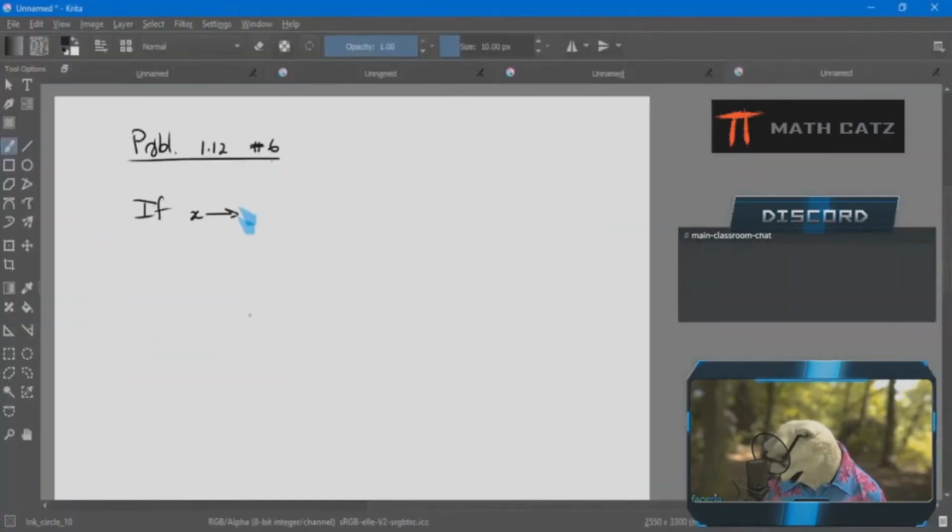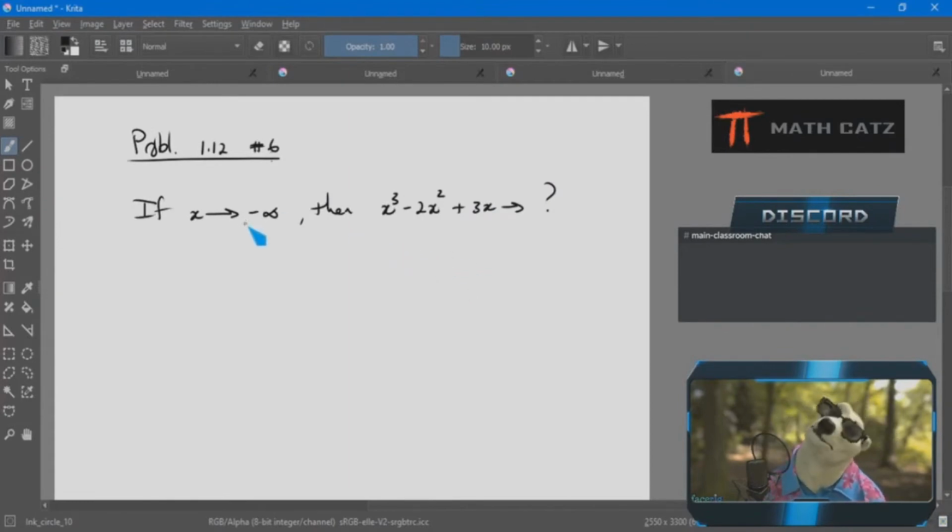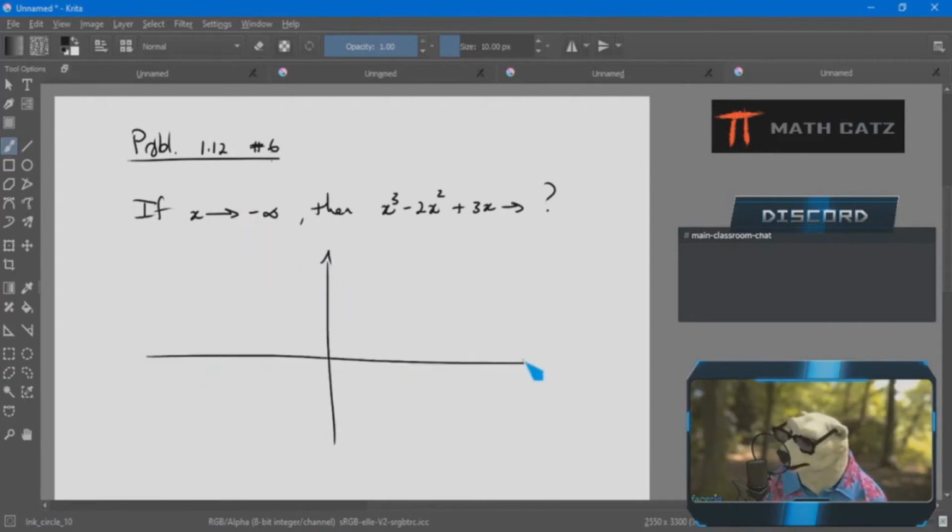As x goes to negative infinity, then my function, which is x cubed minus 2x squared plus 3x, will go to what? All I need to know is that long term, which is what this negative infinity represents, long term to the left, over here, the polynomial behaves like its leading term, which in this case is just x cubed. So for a very large negative number, what does x cubed do? Well, that's 3 of them multiplied together, so it's definitely going to be an infinity.